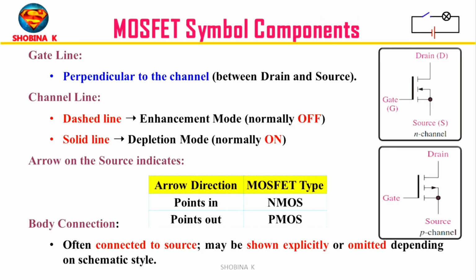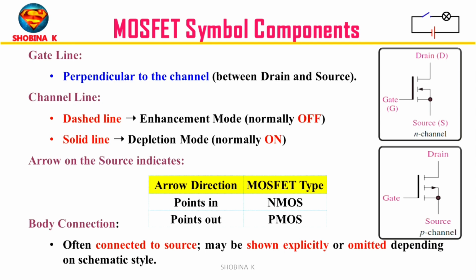Now let's understand the components of MOSFET symbol. First, gate terminal. The gate is the line separated from the channel. It is the control terminal that manages whether current flows or not. The gate line is perpendicular to the channel, which is sitting between drain and source terminal.